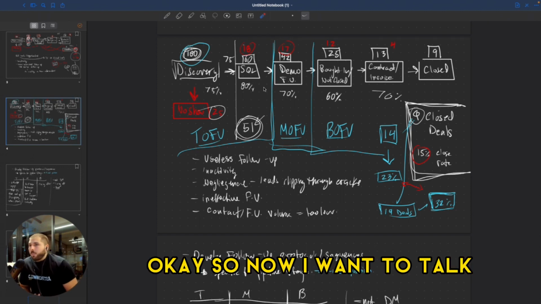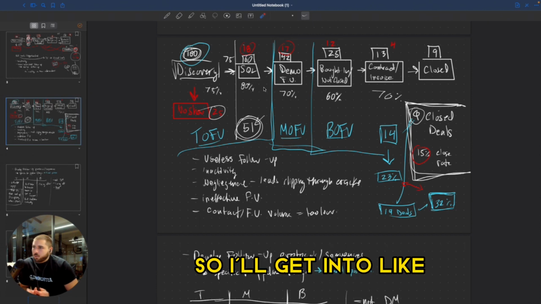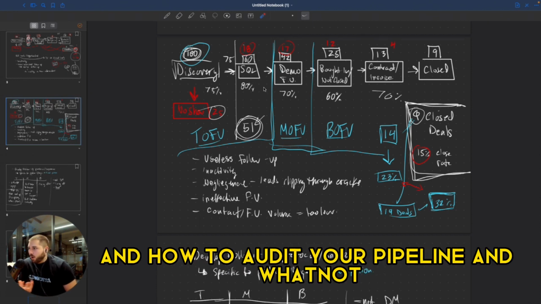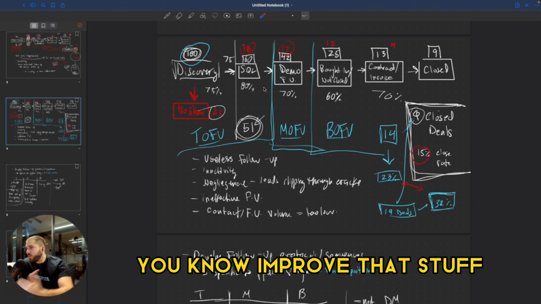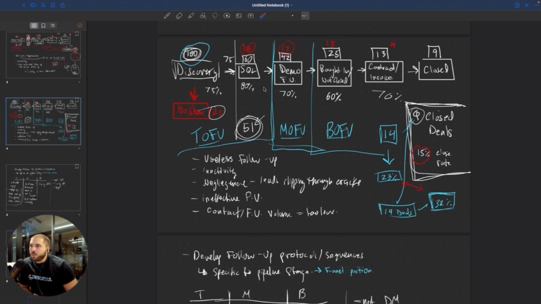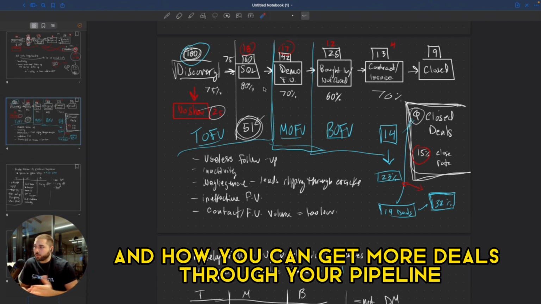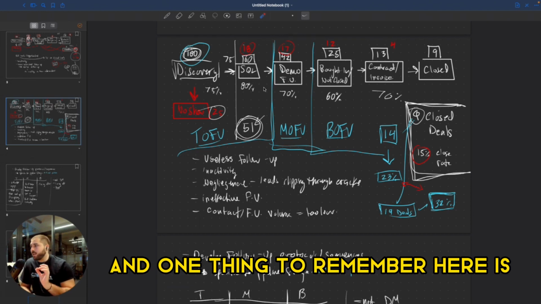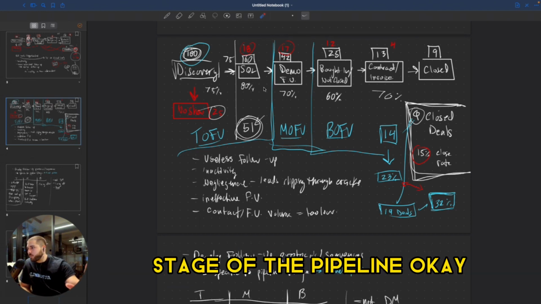Now I want to talk about what you can do to actually increase this. I'll get into how to track that stuff and how to audit your pipeline to find out what your numbers are and how you can improve them. We'll get into a little bit of that here. But what I want to do now is show you how you can improve your actual close rate and how you can get more deals through your pipeline. One thing to remember is the goal is to move each deal to the next stage of the pipeline.